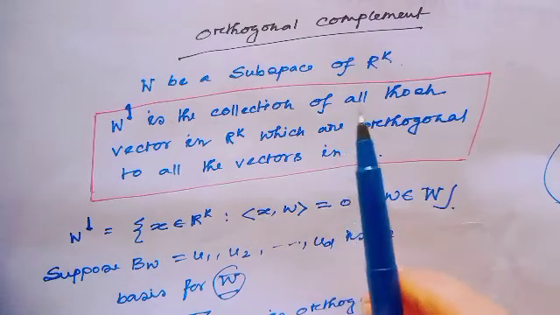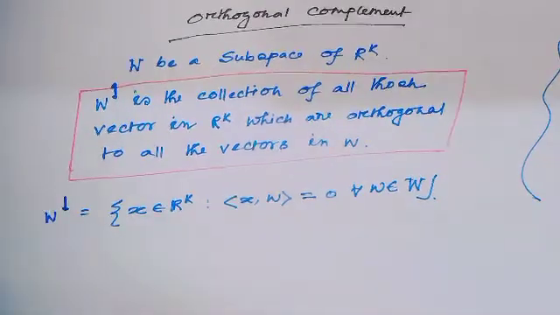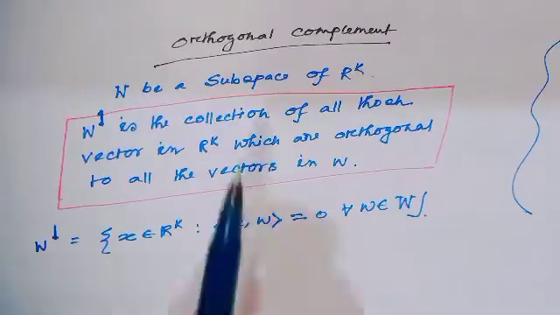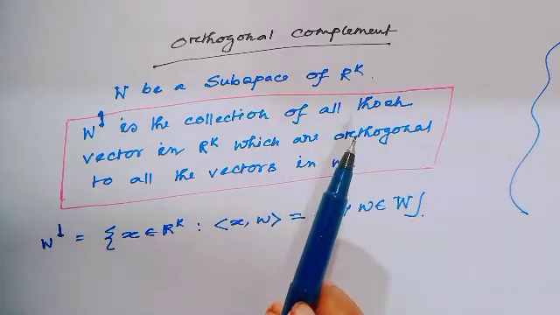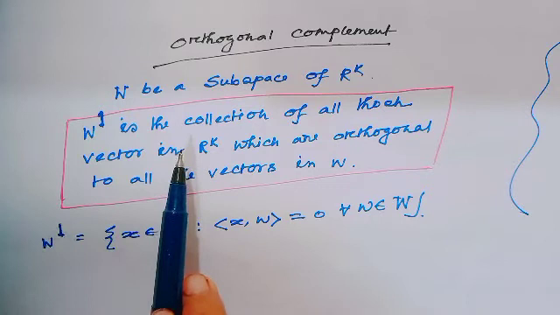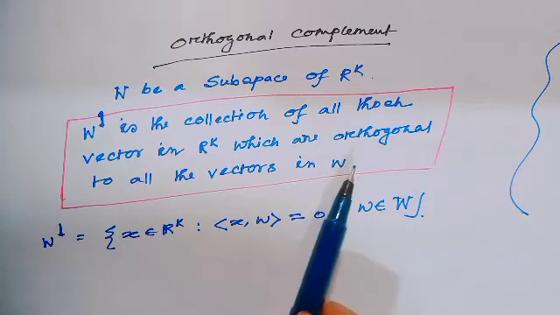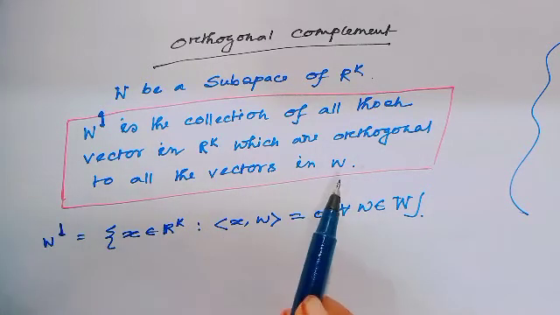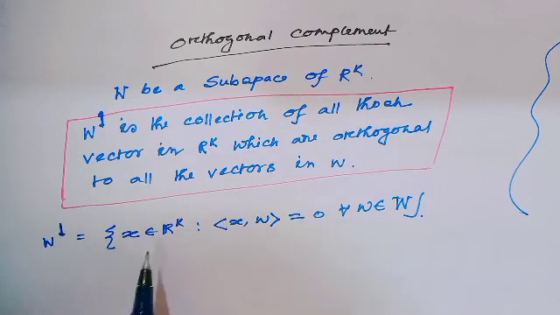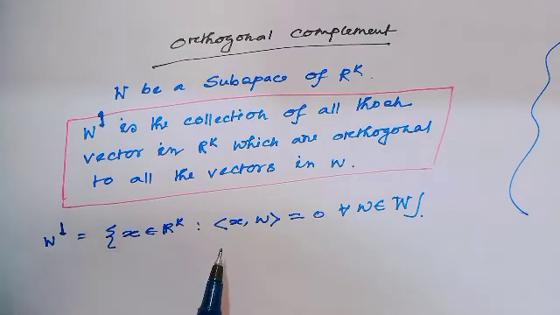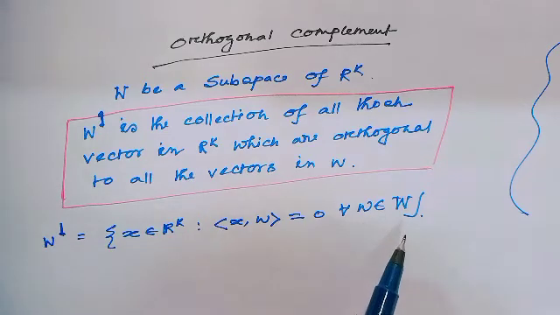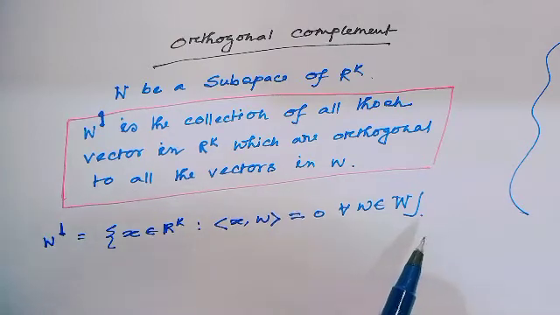At first, just recall the orthogonal complement of a vector. Consider W to be a subspace of R^k. Then W perp is the collection of all those vectors in R^k which are orthogonal to all vectors in W. W perp contains the set of those vectors x in R^k such that the inner product of x with w equals 0 for all w belonging to the subspace W. We all know this.